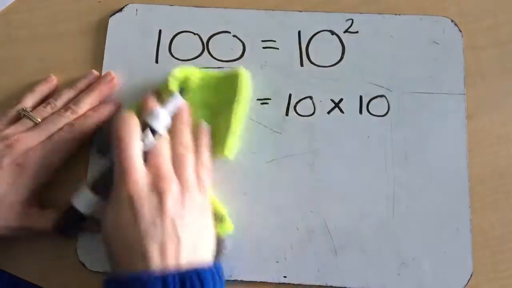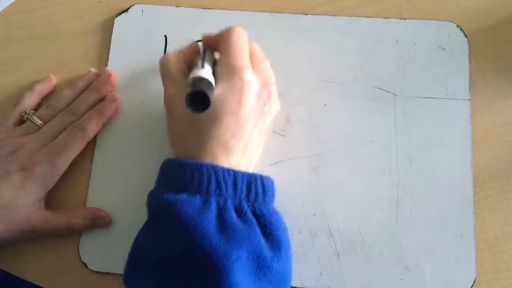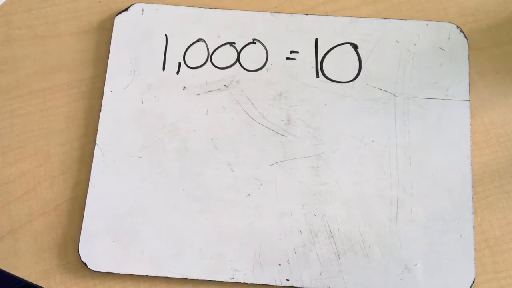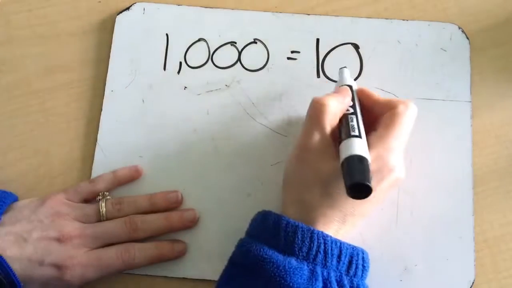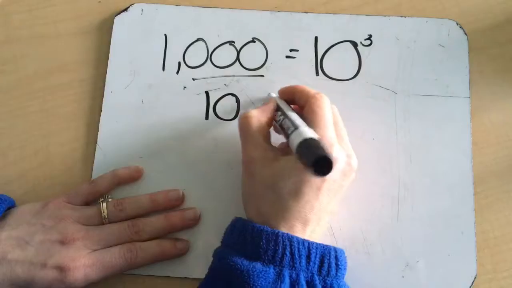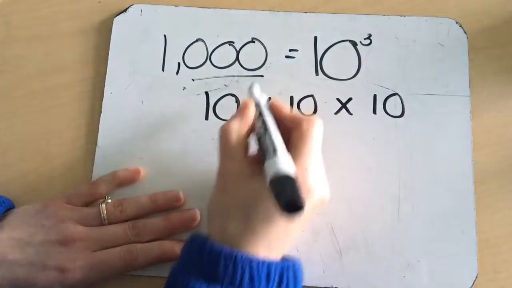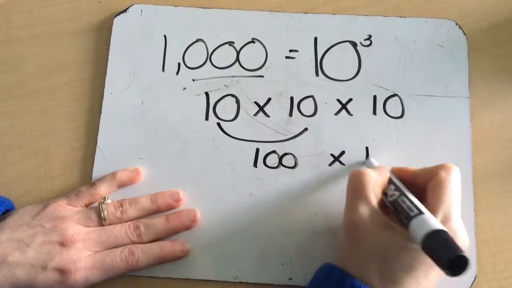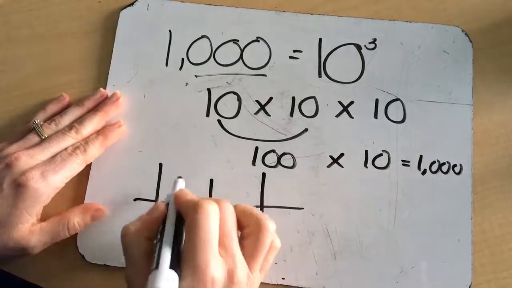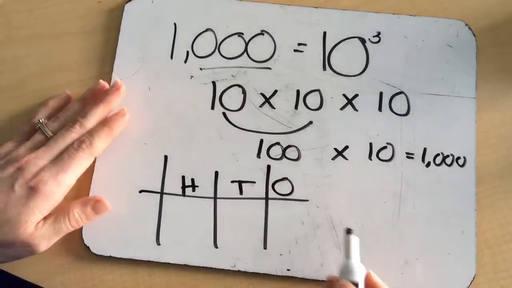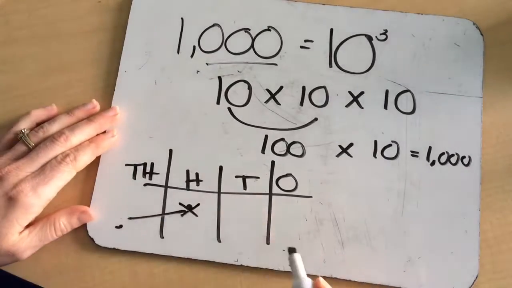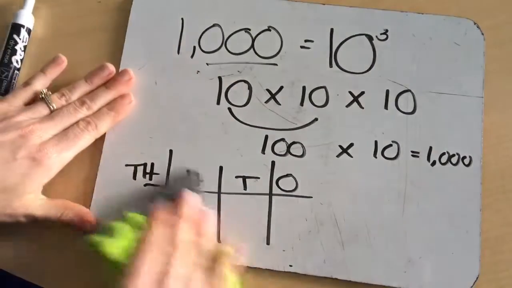All right, let's do another. How about we do 1,000? Go ahead and write that down and tell me what that's to the power of. Well, hopefully you said, well, 10, because I know it's base 10, and it has 3 zeros, so it's 10 to the 3rd power, because 10 times 10 times 10 equals 1,000. 100 times 10 is 1,000. If you think of that place value chart, and you're in the hundreds place, and you have 100, and you multiply it by 10, you're now in the thousands place. That's all we're doing.